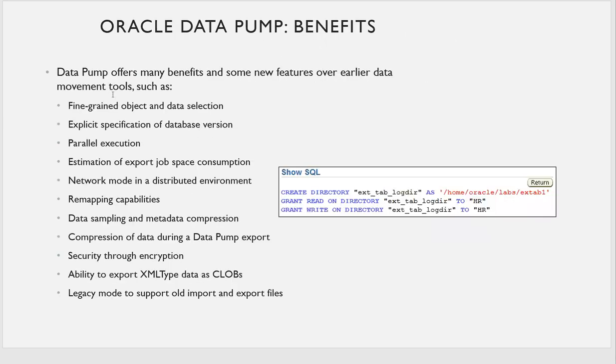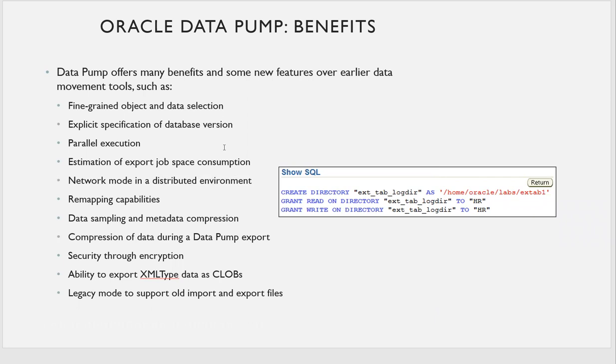Oracle Data Pump benefits. The benefits are many: you can use parallelism, and you can copy via network link, and you can do fine-grained work at the single table level. You can export it and import it. You can also use remap schema, remap tables, and so many features it provides, such as remap capabilities, and the ability to export XMLType as CLOBs.